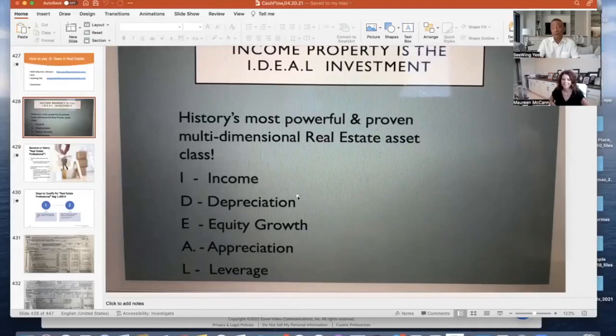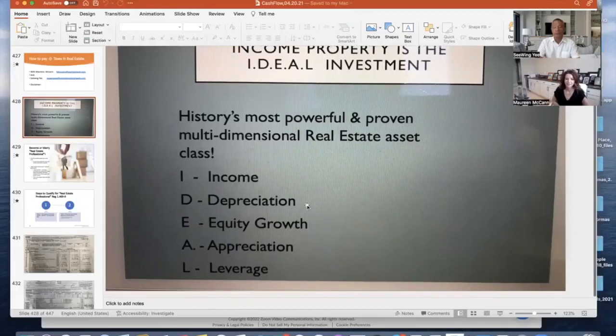Because you're getting cash flow, passive income, depreciation tax benefits, which we can talk about in today's video, and long-term appreciation over time. And then you get the power of leverage using debt, using financing, using a 30-year fixed-rate mortgage, which is a hedge against inflation, to leverage your real estate investment purchases.